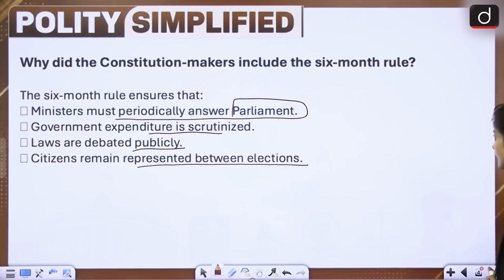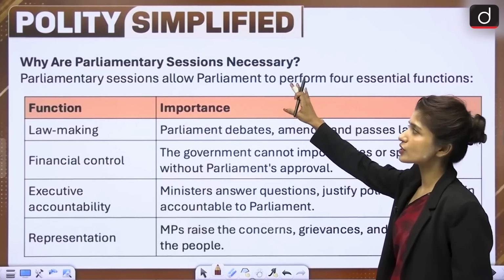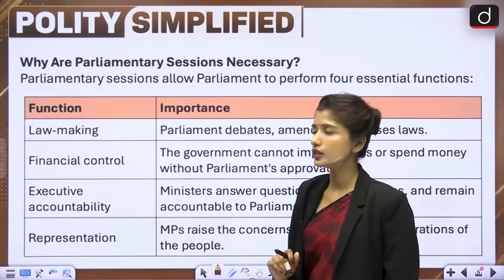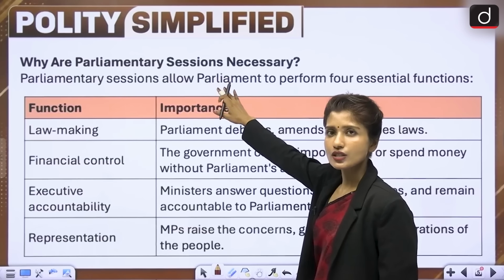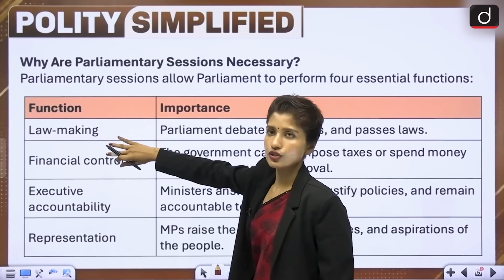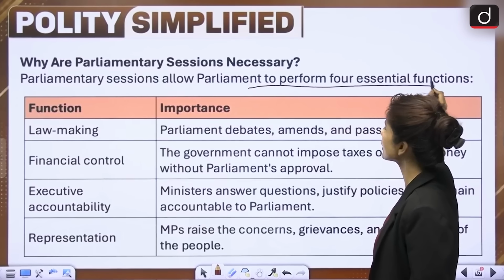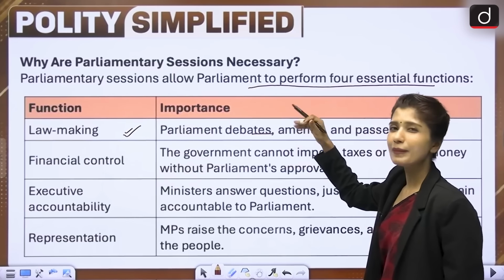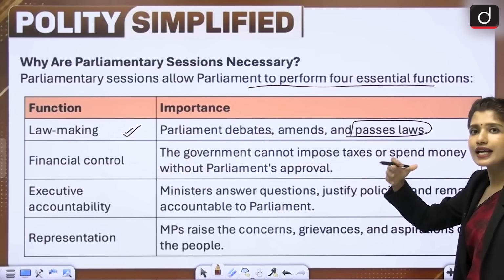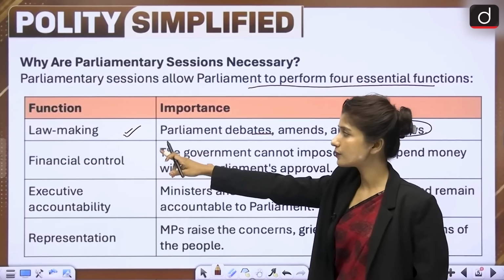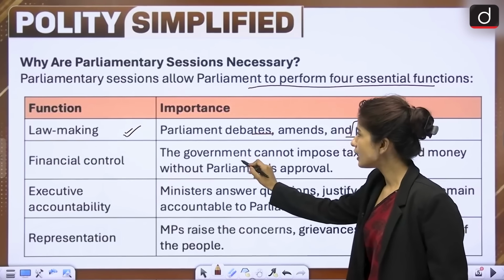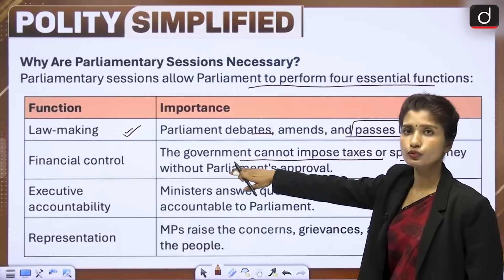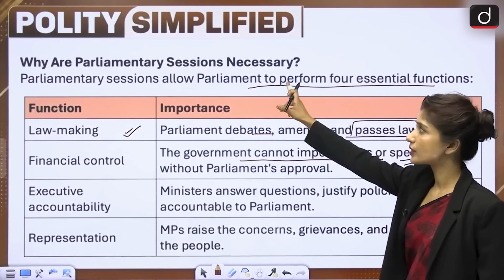Now the next is, why are parliamentary sessions necessary? See, democracy is not just about holding elections, as we have talked about earlier as well. Parliamentary sessions allow Parliament to perform 4 essential functions. First is lawmaking. In these sessions, debates, amendments, and laws are discussed and then passed. So lawmaking is an important function. Second, financial control. The government cannot impose taxes or spend any money without parliamentary approval. So that is the second function of these sessions.